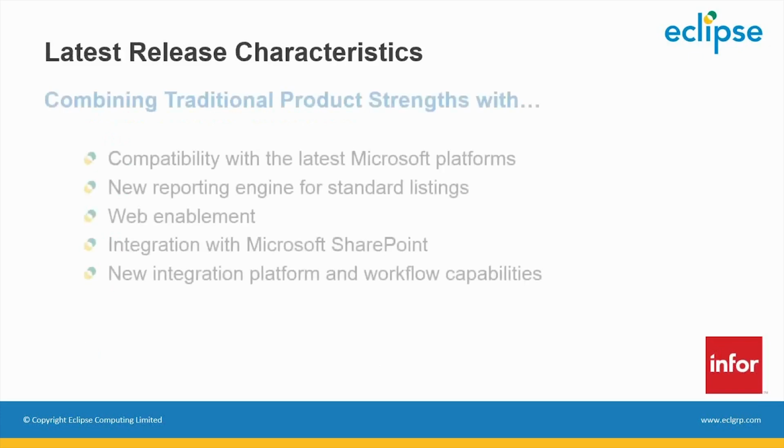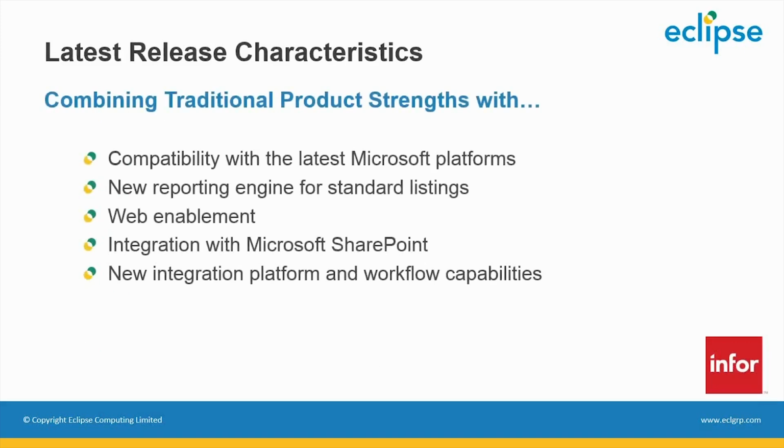So, as I said, what's new in the latest release, version 6? Well, it takes all the things that we just talked about, all the areas where Sun has traditionally been strong, and it brings those right up to date: compatibility with the latest Microsoft platforms, a new reporting engine for the standard listings for things like trial balance, journal listing, account listing, all of those kinds of things. Web enablement, so we now have the ability to run the entire SunSystems product within a browser, and I'll show you that in a second.